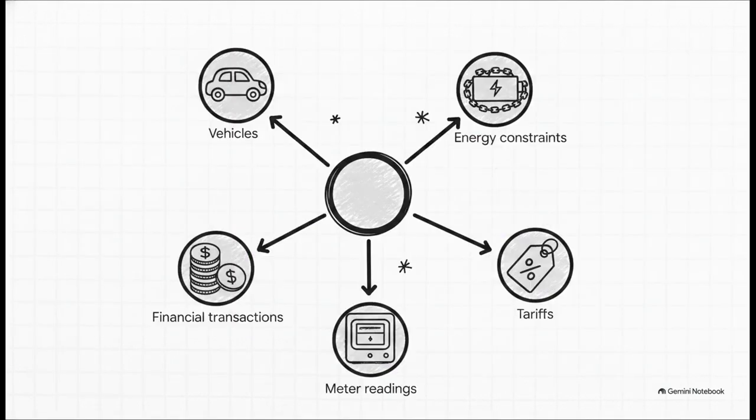But the hierarchy doesn't stop there. To handle real-world operator business logic, EVIR supports 16 distinct entities. We're talking vehicles, financial transactions, meter readings for billing, tariffs, and even complex energy constraints for smart grids. It's a seriously all-encompassing energy management model.